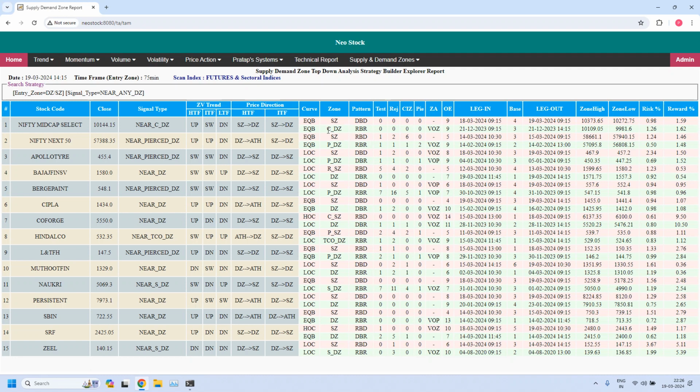Nifty Mid Cap Select is a high liquidity zone. So this is indices, tradable indices. It is available in F&O list, Nifty Mid Cap Select. So any other high liquidity, this is a low priority, we don't choose.